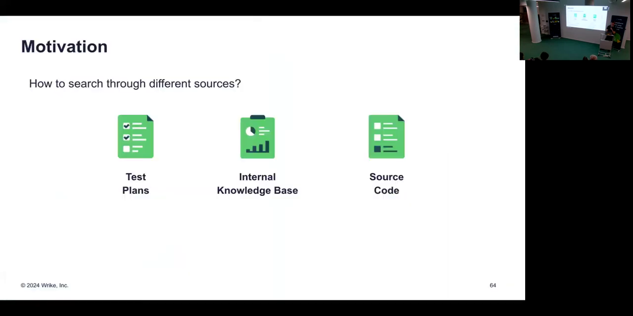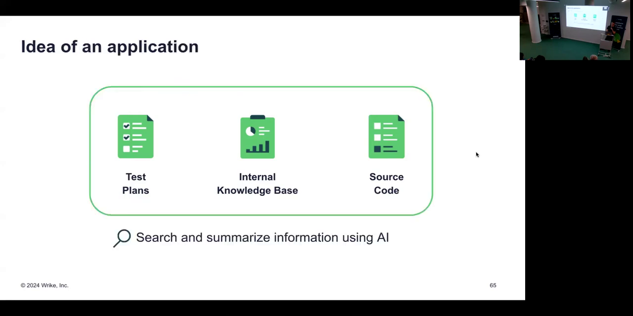Sometimes you need to search through different sources because in companies it's really hard to have one document for everything. And you can have internal knowledge base, some test plans, source code, and they have different formats there in different places. And it's really hard to navigate through them. That's why we came up with the idea to use AI for search and summarizing information.